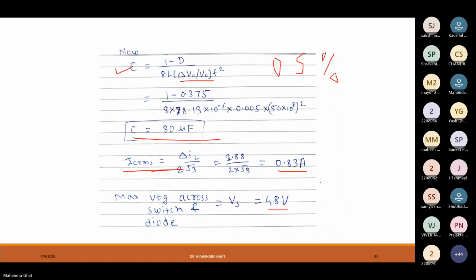Sir, yes. Which circuit is used in EV bicycle charging? EV vehicle charging, you are saying?